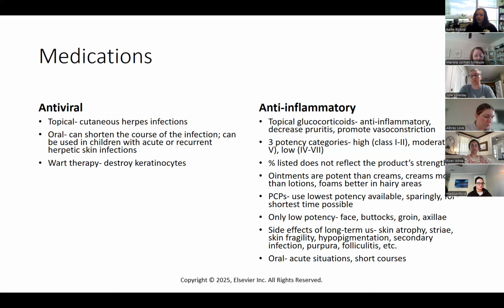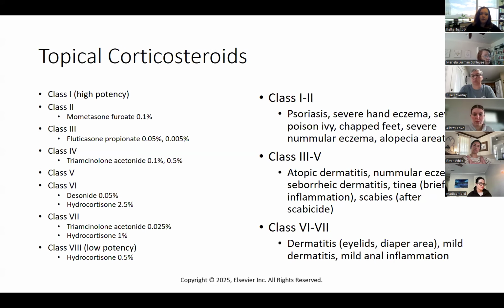Some of the side effects of long-term use: skin atrophy, striae, skin fragility, hypopigmentation. That is a big one, especially if they have a darker skin tone. Secondary infection, purpura, folliculitis. There's a lot of side effects to using them long term. And then oral anti-inflammatories in acute situations, not often at all. Do we use oral steroids for skin issues?